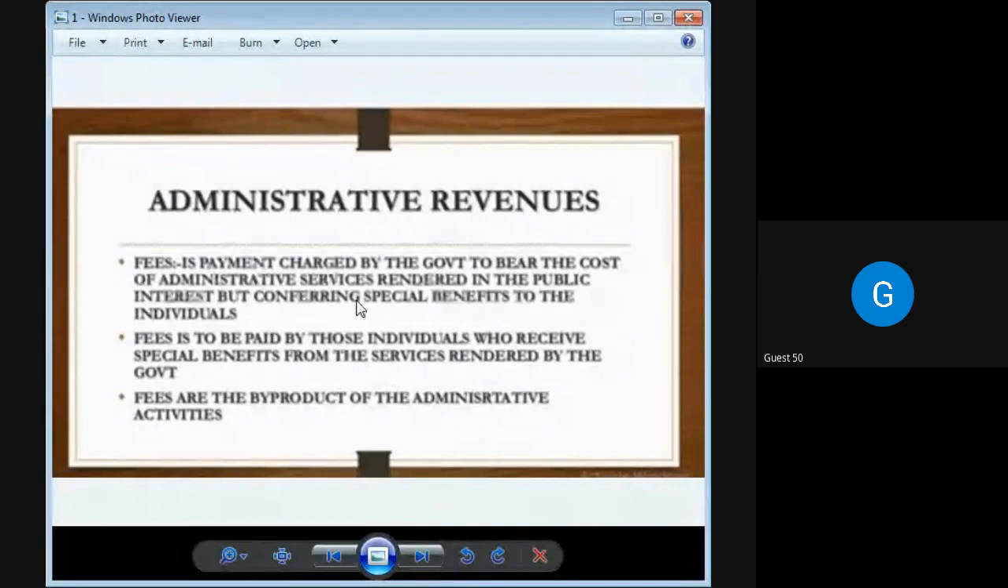So fees, as I told you, is payment charged by the government to bear the cost of administrative services. So whatever public services or administrative services you are taking, it is a rule of the government that you have to pay some fees against those services. Okay, so that fee comes under the administrative revenue. And fees is to be paid by those individuals who receive special benefit from the services rendered by the government.